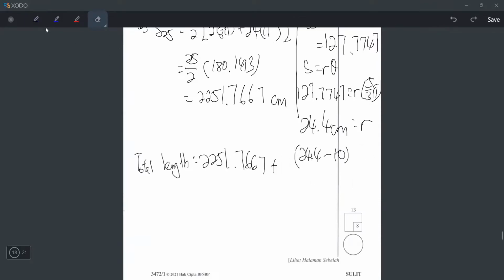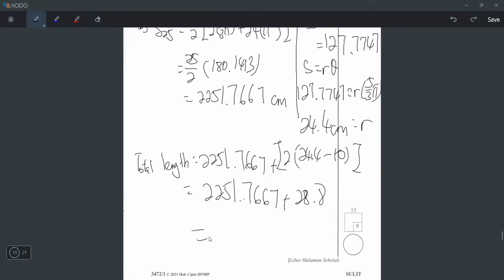Okay, so times 2 like this. All right, so 2251.7667 plus, okay, minus 10 and then times 28.8, then answer plus with 2251.7667. So you should get 2280.5667, right? Okay, let's check the answer and see.